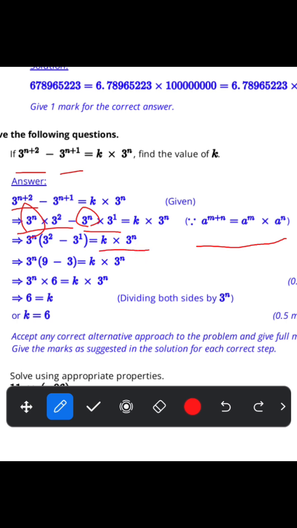Now we know 3 square is 9 and 3 raised to 1 is 3. Now 3 raised to n into 9 minus 3, we get the value 6, is equal to k into 3 raised to n. Dividing both sides by 3 raised to n, this 3 raised to n and this 3 raised to n will be cut. So we get the value of k is equal to 6, and that's what we have to find out.